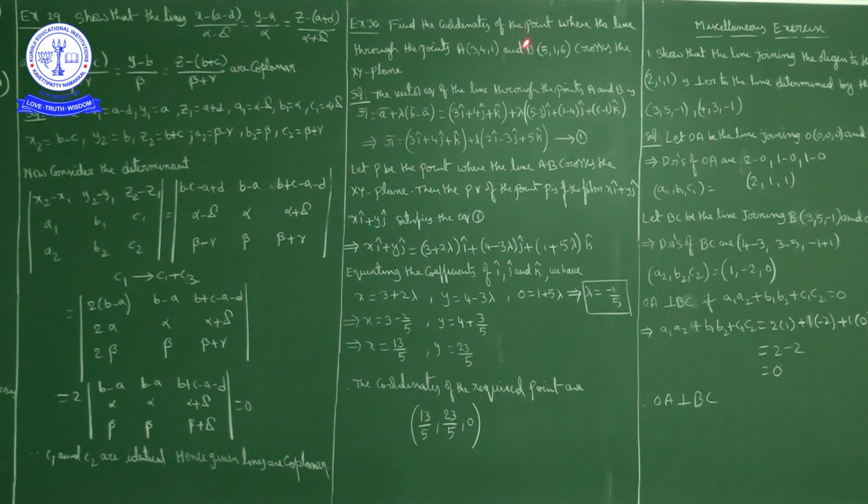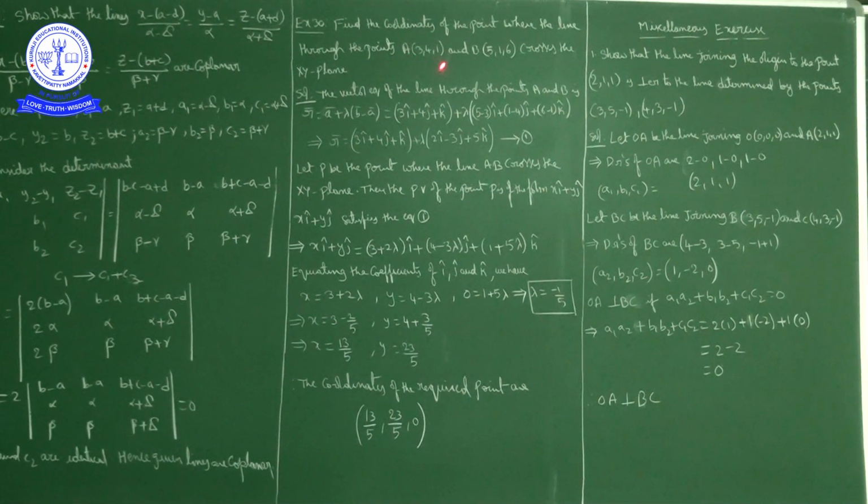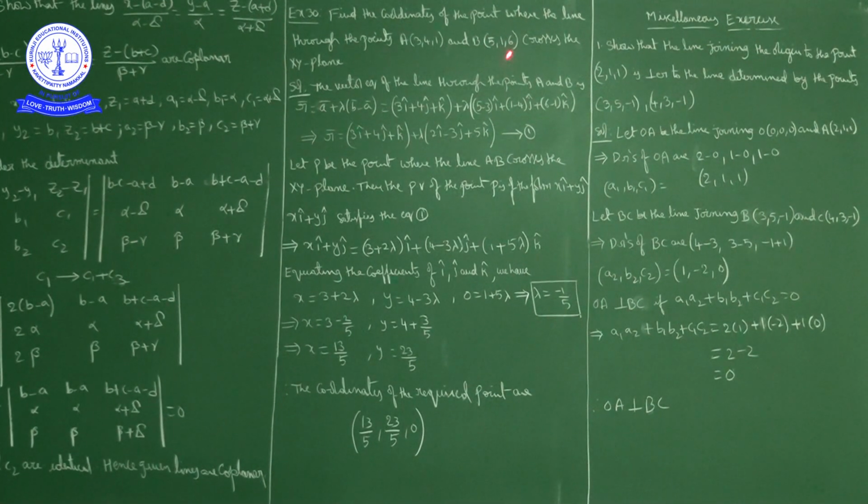Find the coordinates of the point where the line passing through the points A(3, 4, 1) and B(5, 1, 6) crosses the xy plane. First of all, the question is, we have to find the coordinates of the point where the line passing through 2 points passes through the xy plane.